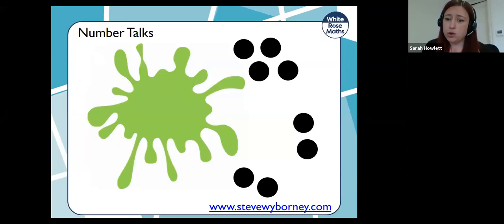Else can you tell me? Some children might see 4, a 2, and a 2. So now we're starting to think about the number 8 and the composition of number 8 in different ways. So really quite interesting there.